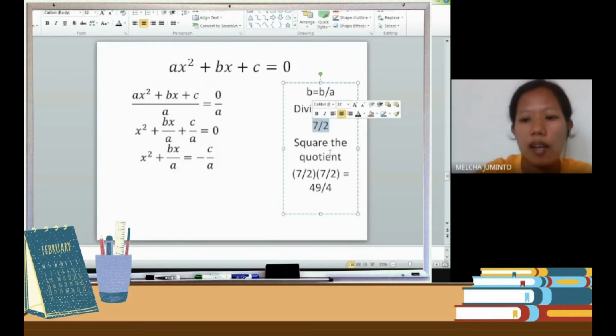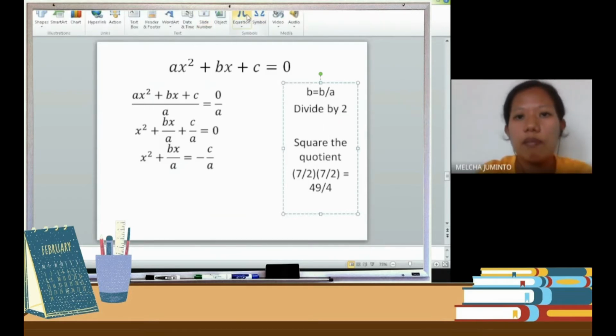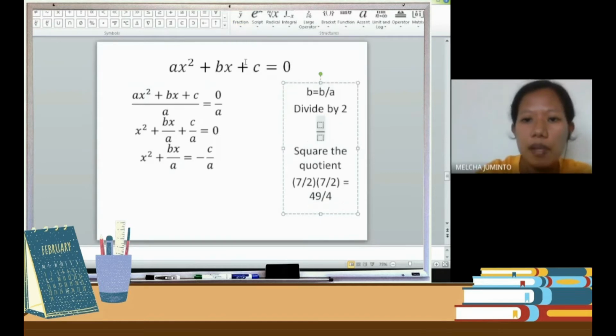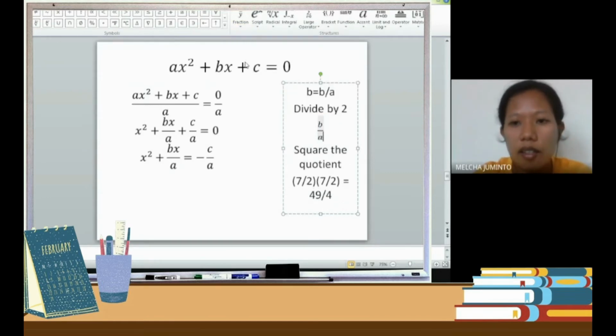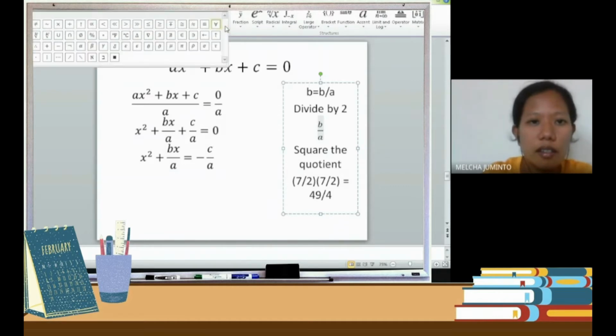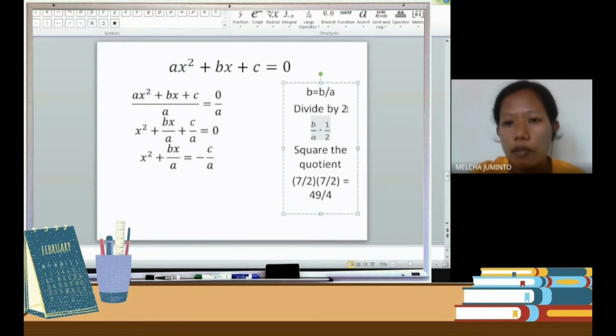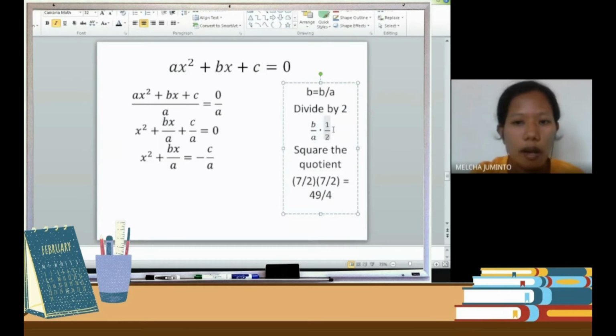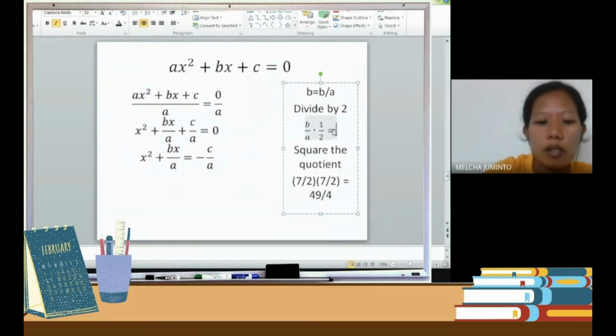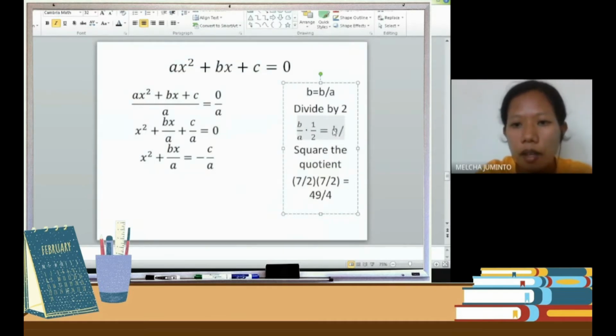So b over a divided by 2 is the same as b over a times the reciprocal of 2, which is 1/2. In dividing fractions, use the reciprocal of the divisor. The divisor is 2, so instead of 2, use 1/2. And then numerator times numerator, b times 1 equals b. And then a times 2, 2a. Therefore, the quotient of dividing b over a by 2 is b over 2a.